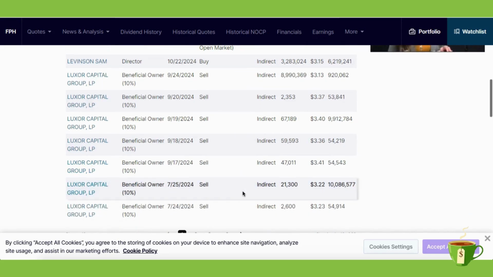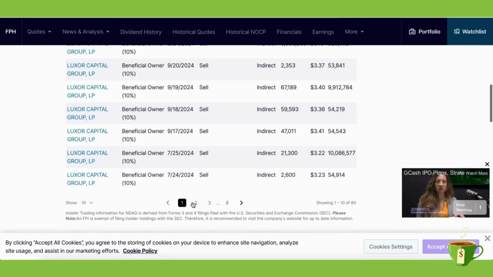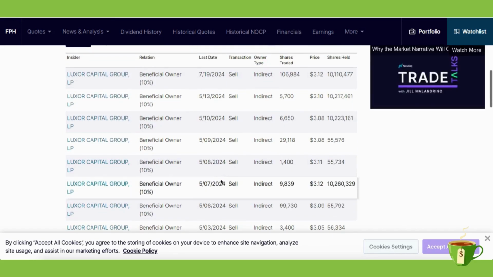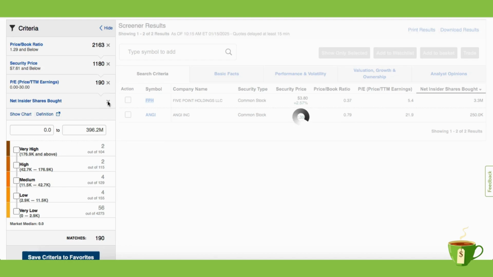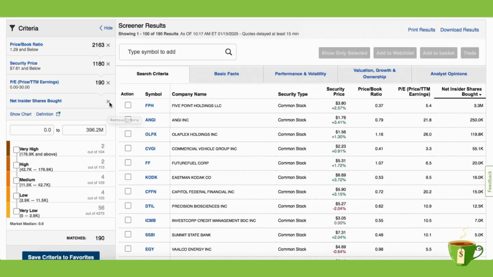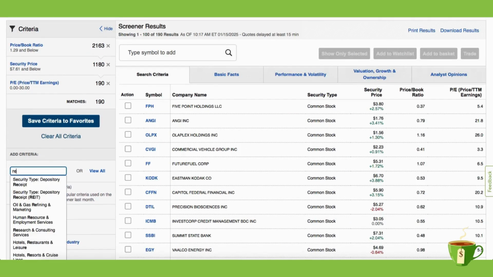Yeah, so I'm going to overlook the insider buying for this because there are also a lot of sales. It looks like there's actually a lot of activity here. Yeah, okay, so let's just go back. Let's not get sidetracked. I'm going to remove this insider screener thing and we'll go back to return on equity.